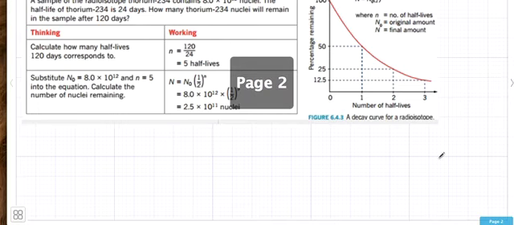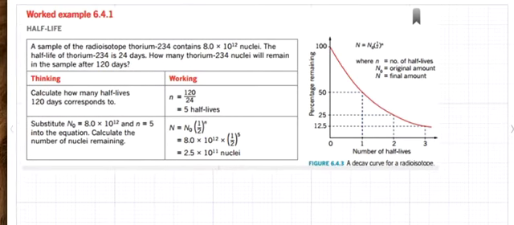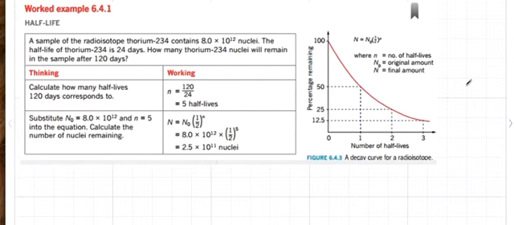So we've got a sample here of thorium-234. It contains 8 by 10 to the 12 nuclei. And we've been told that it has a half-life of 24 days. How many thorium nuclei will remain after 120 days? Now the working for this is really easy. You can see it's here, but I'll just talk you through it.